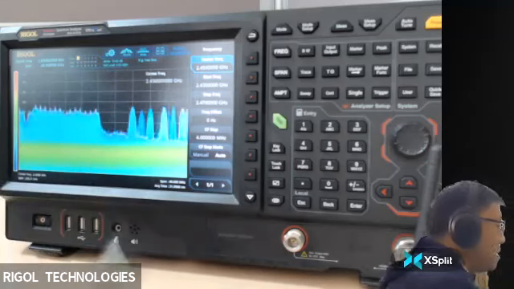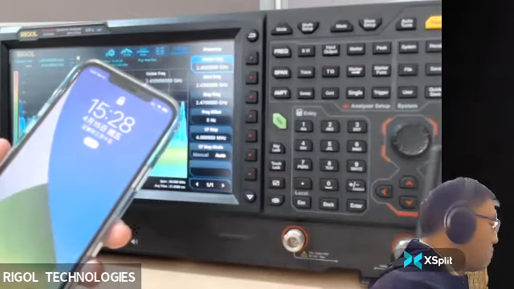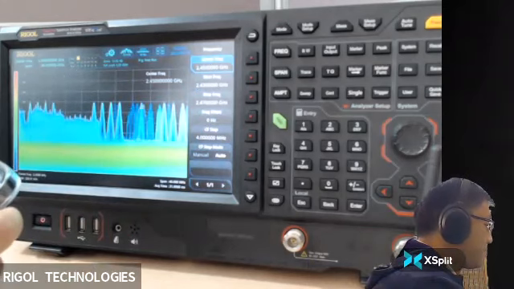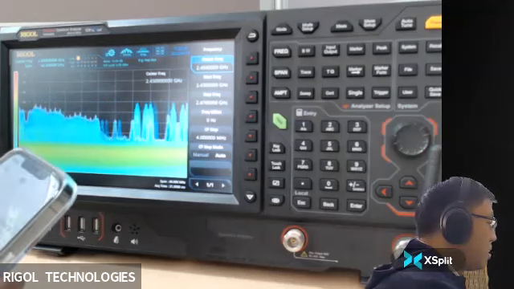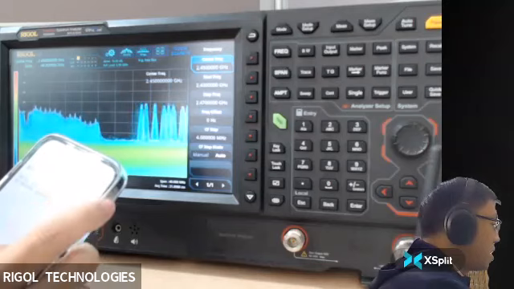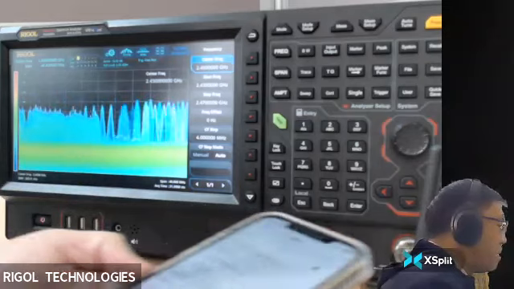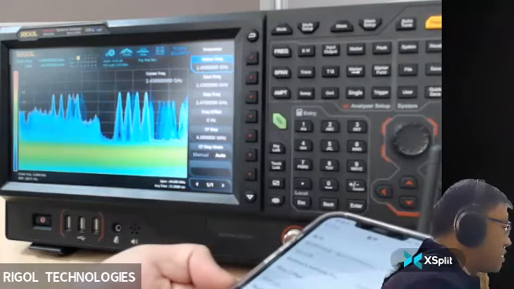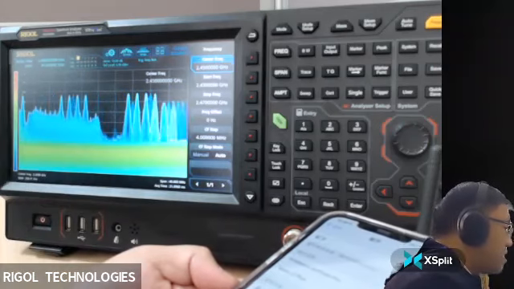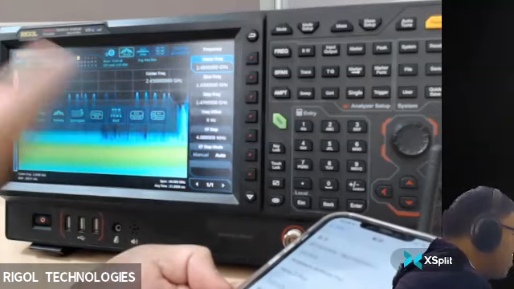I will use the iPhone to turn on the Bluetooth signal to see what happens. If we turn off the Bluetooth signal and we start it, you can see the Bluetooth hopping signal. Let me bring the Bluetooth signal closer to the antenna. You can see the hopping signal on the display. It's not clear, but I can use other features to show it more clearly.